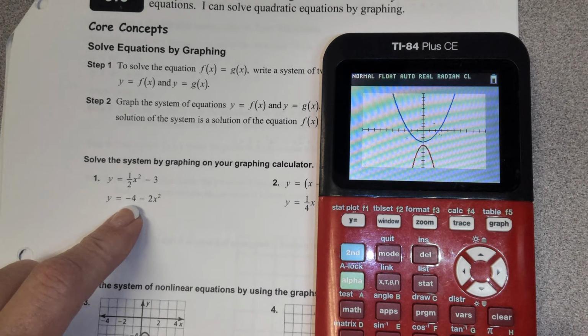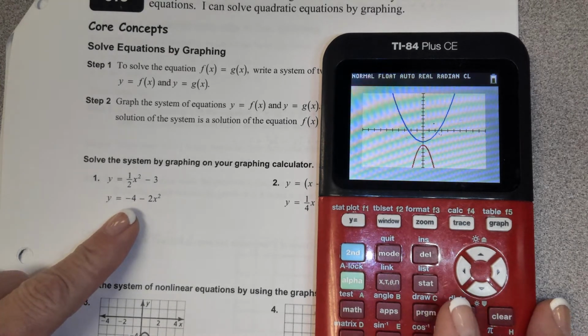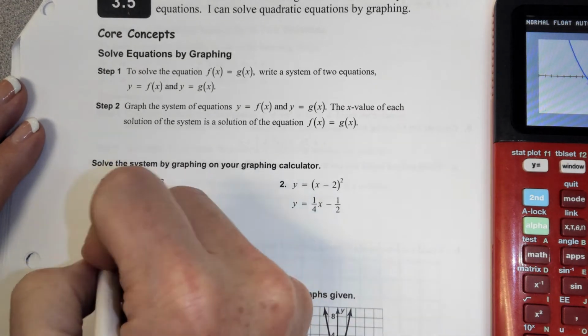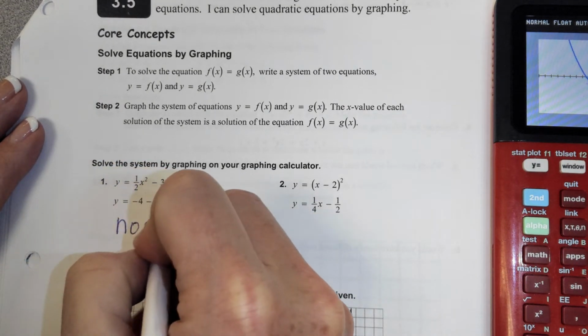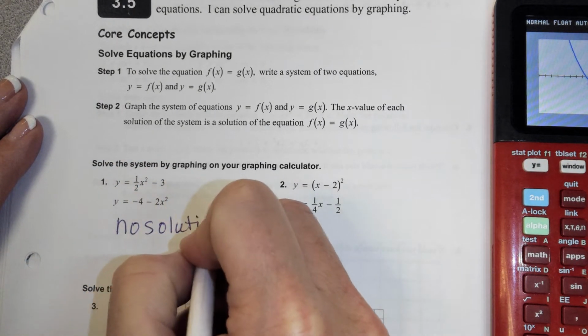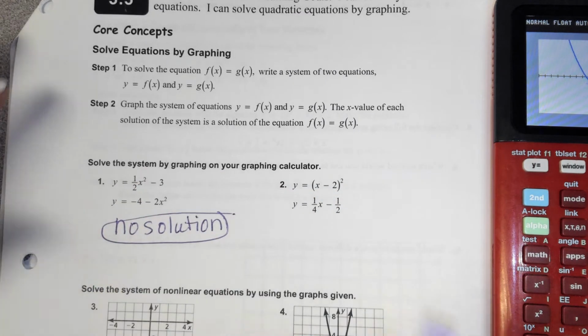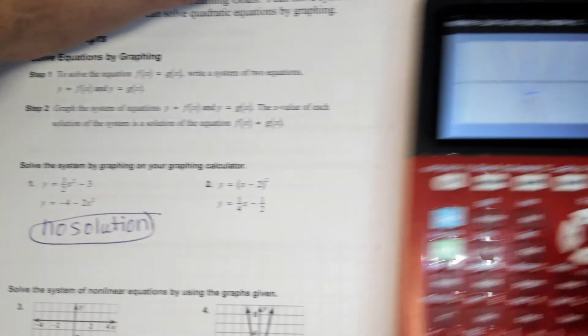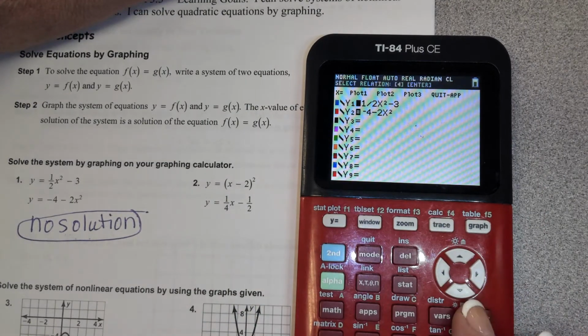Alright, do you notice how these do not intersect at all? When they do not intersect, there is no solution. You may not write no real solution. There is no solution, period. Whether it's real or imaginary, no solution. Alright, let's look at the next one.